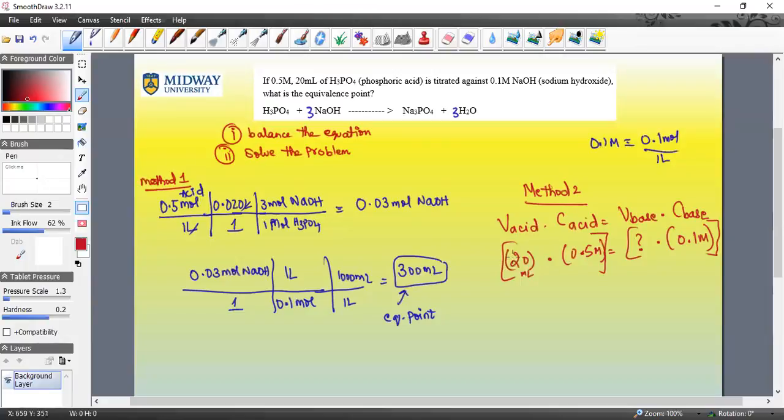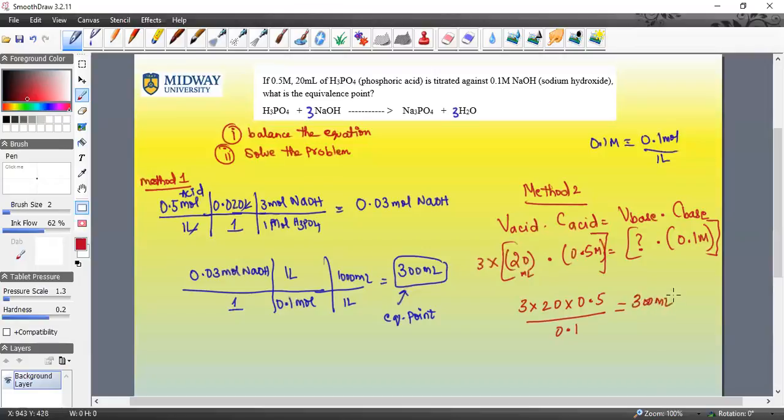And since the base is 3 and the acid's 1, we multiply the acid by 3, right? So 3 times 20 times 0.5 over 0.1. And that will give you the answer. And we should be getting 300. If not, I did something wrong. There we go. 300 mL is the answer.